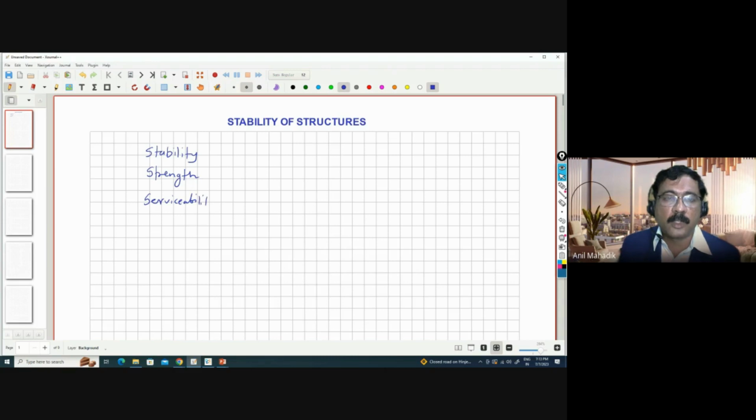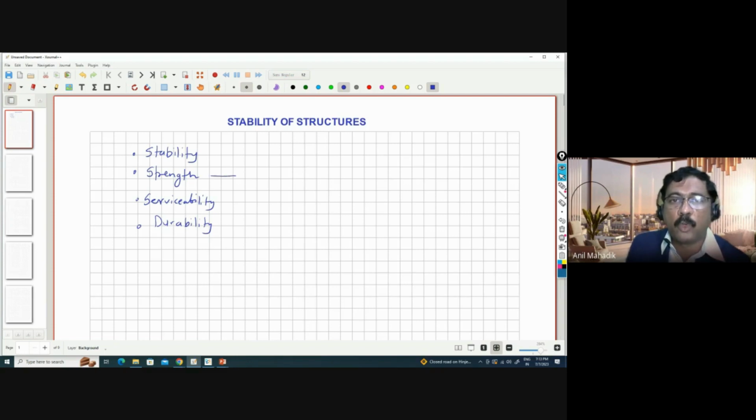We design the structures for durability. Generally in structural engineering, we are taking care of these four parameters. There are some others, but we are only discussing the safety aspect, not cost and all. Aesthetic cost is there, but let's keep it aside for the time being.